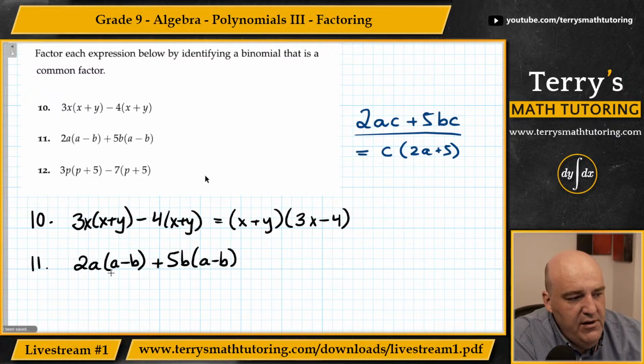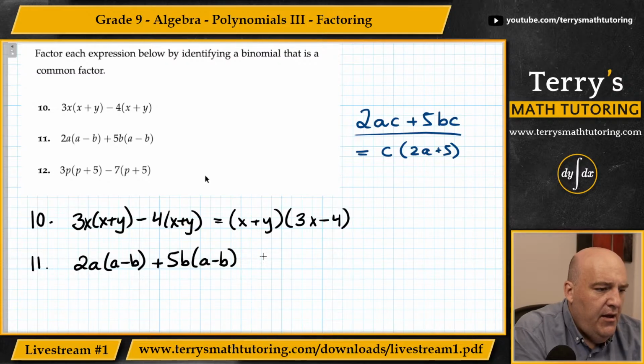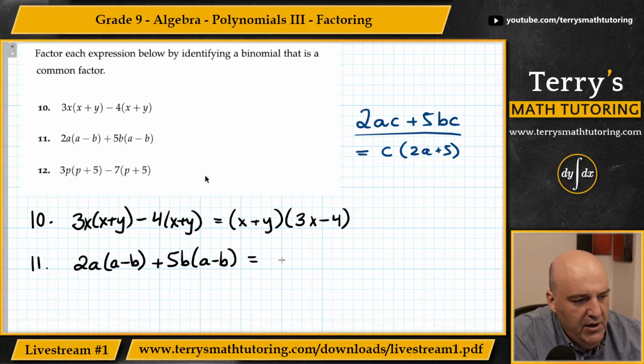And same thing here. We can pull out a minus b to the front, just as we pulled out c here. And what do we get? Well, a minus b is common. We pull that to the front. And then we get 2a plus 5b.